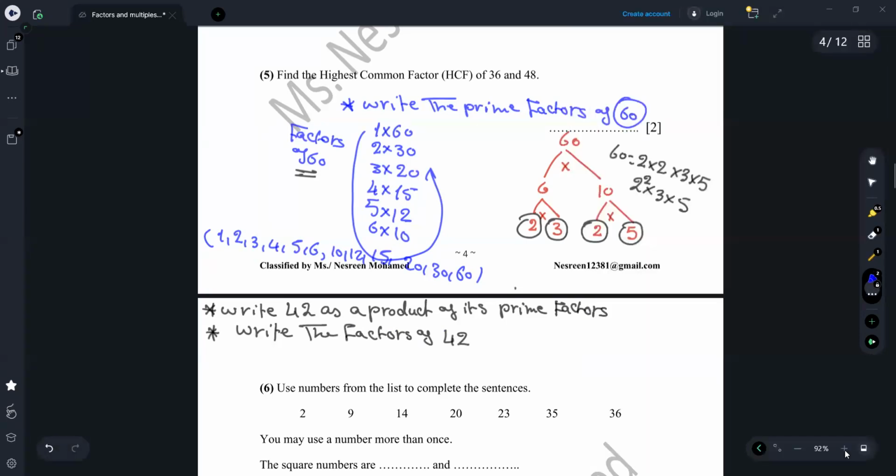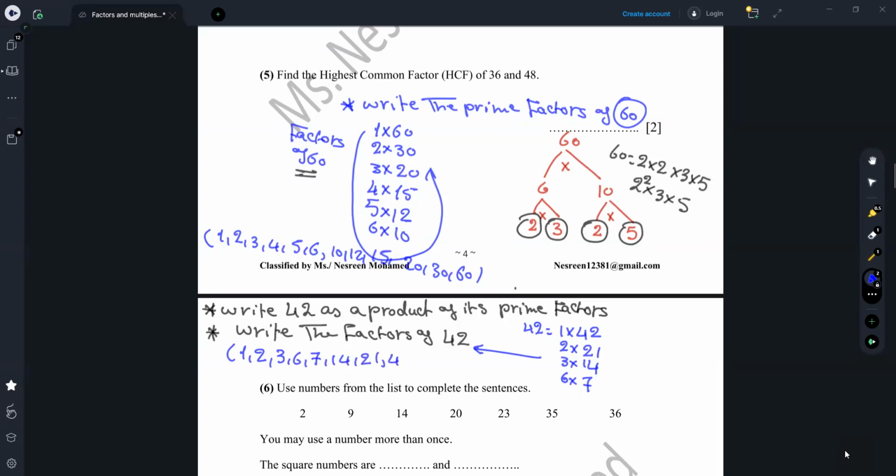Okay, we will say, what do I have? Write the factors of 42. I will say 42 equals 1 multiply 42, 2 multiply 21, 3 multiply 14, 6 multiply 7. These are just the factors of 42. We will say what? Arrange them in an ascending order from smallest to largest: 1, 2, 3, 6, 7, 14, 21, and 42. These are the factors.